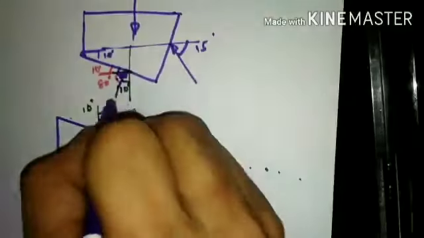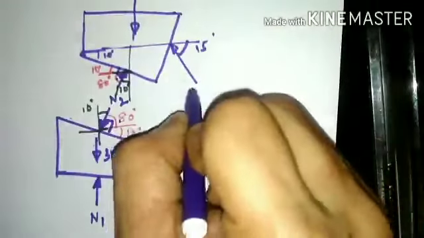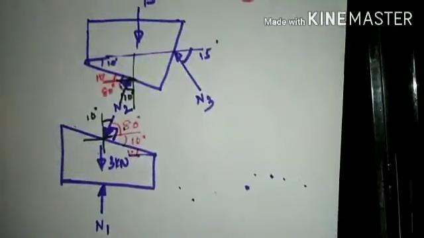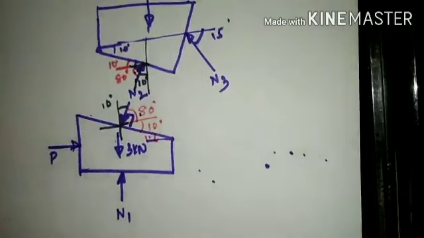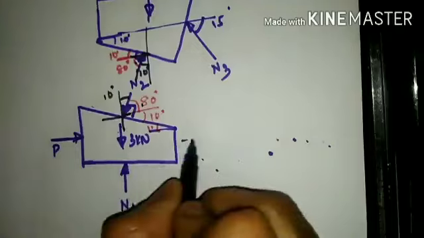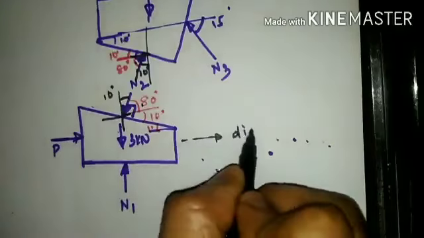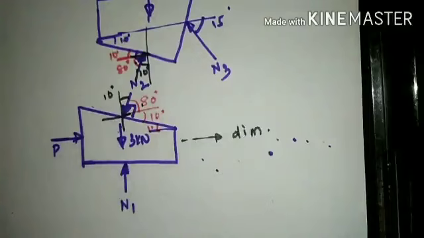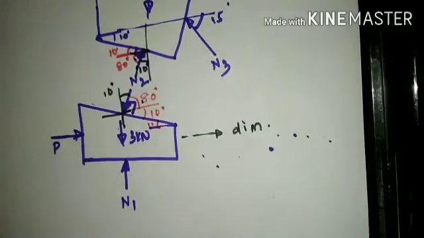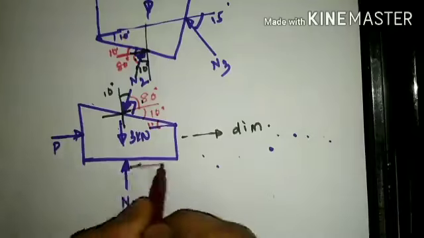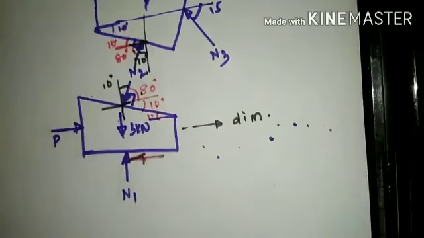This force I shall name as N1. Similarly, this to be N2, and this force shall be called N3. Then horizontal force P is applied towards the right hand side, which indicates that the direction of impending motion is towards the right hand side. So the resultant frictional force will be opposite to the movement of the body. So the frictional force will be towards the left hand side.